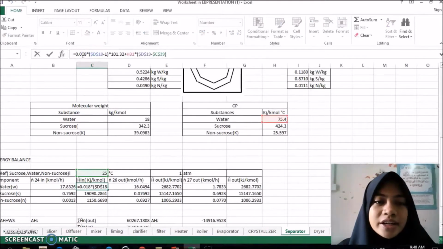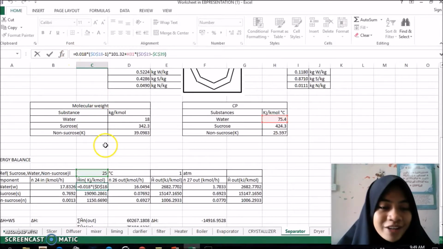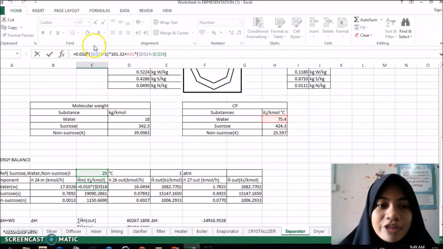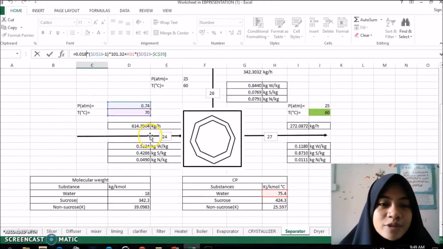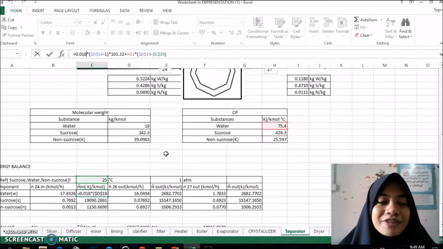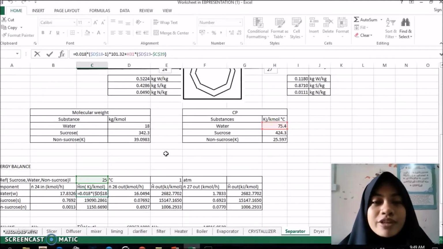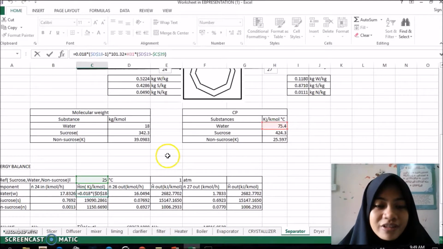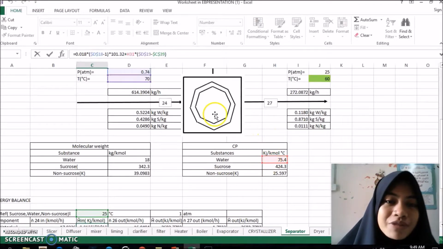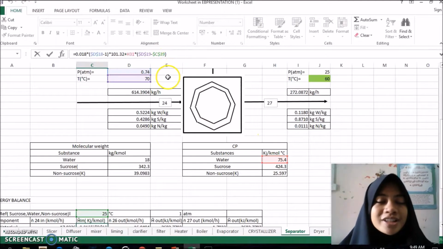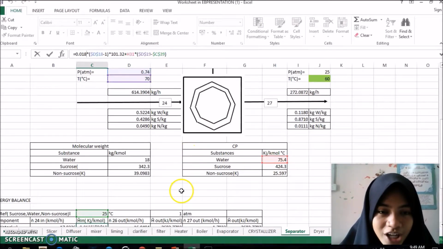I will just calculate it manually, so we get 0.018 for water. Then I multiply it by the pressure difference, which is 0.74 minus 1, because the reference state for sucrose, water and potassium is at 25 degrees Celsius and 1 atm. So we just add the CP value times the temperature difference from the outlet to the reference.